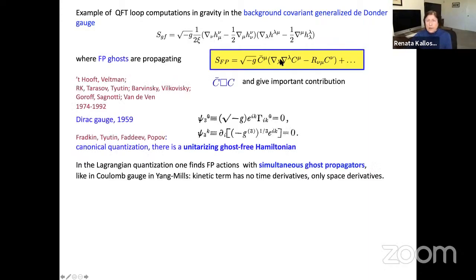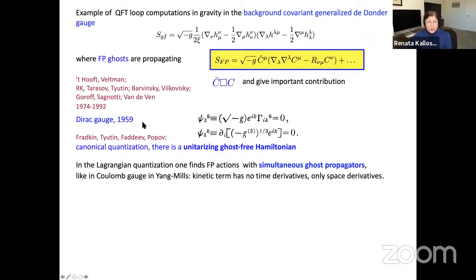Anyway, just an example of how we usually do the perturbative computation in gravity. Most often we use something known as the background covariant de Donder gauge, where this derivative is the derivative of the perturbation in the background metric. And so this is the well-known story. Faddeev-Popov ghosts are extremely important. Their propagator is the box, and they give an important contribution. Many people were working on this topic and they did the computation. So this is the background covariant de Donder gauge, where ghosts are really important.